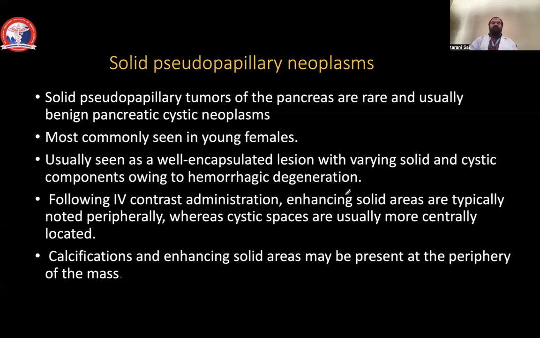Solid pseudopapillary neoplasms. These tumors of the pancreas are rare and usually benign pancreatic cystic neoplasms. These are seen in young females, usually as well-encapsulated lesions with varying solid and cystic components owing to hemorrhagic degeneration. Following IV contrast administration, enhancing solid areas are typically noted peripherally, whereas cystic spaces are usually more centrally located. Calcification and enhancing solid areas may be present at the periphery of the mass.